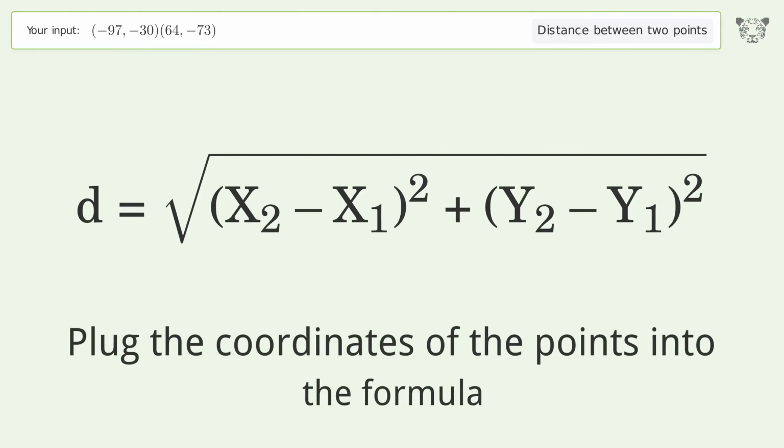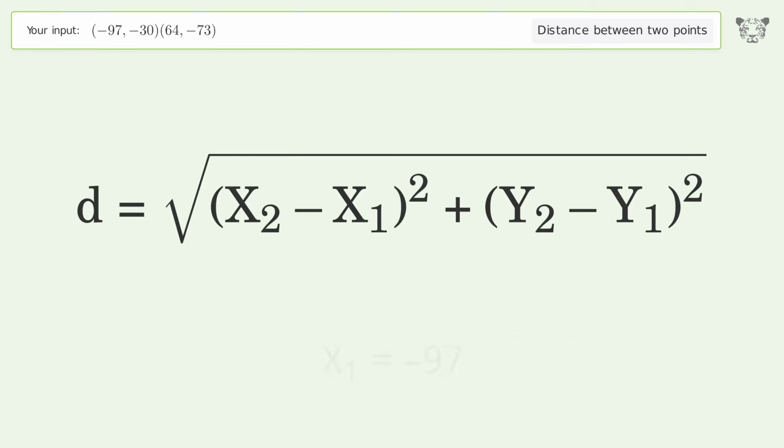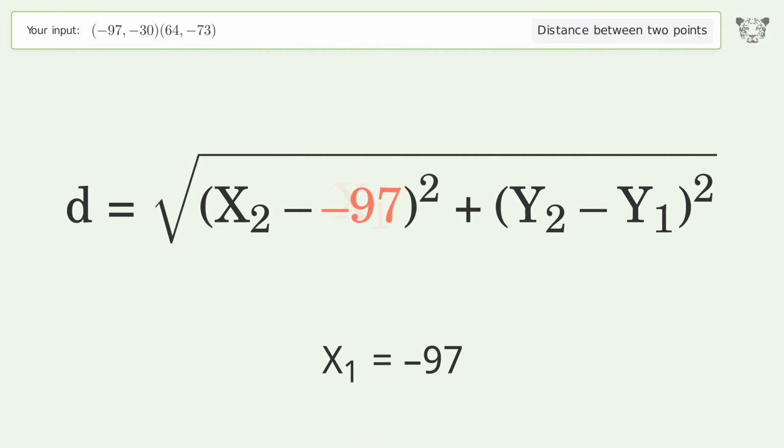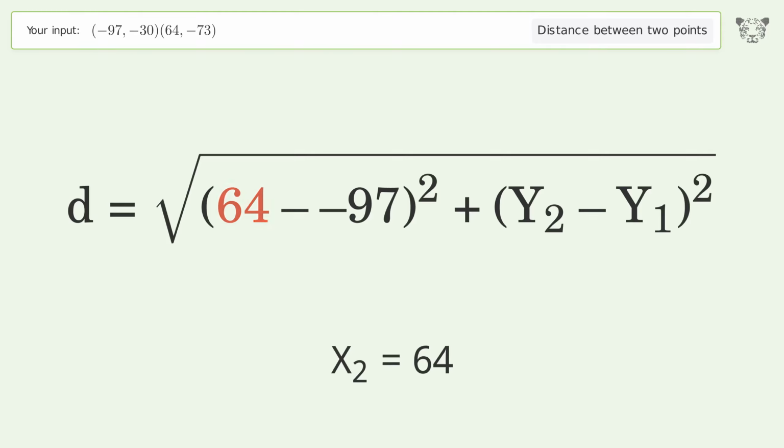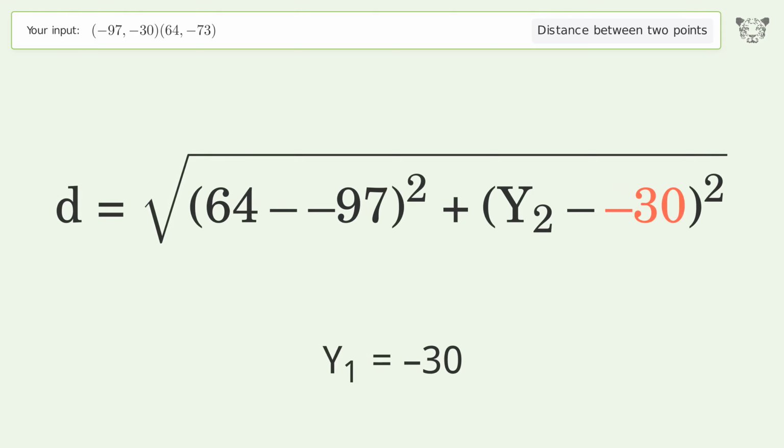Plug the coordinates of the points into the formula. x1 equals -97. x2 equals 64. y1 equals -30. y2 equals -73.